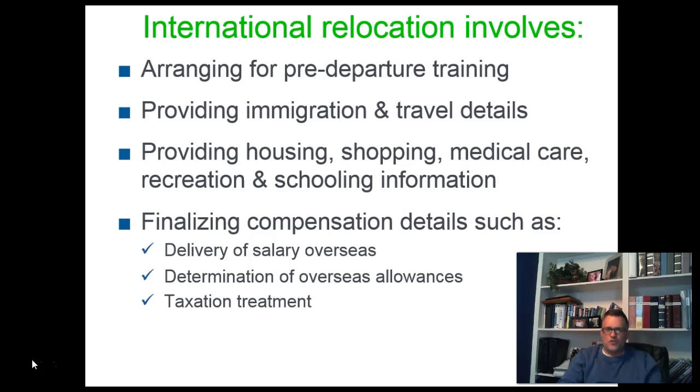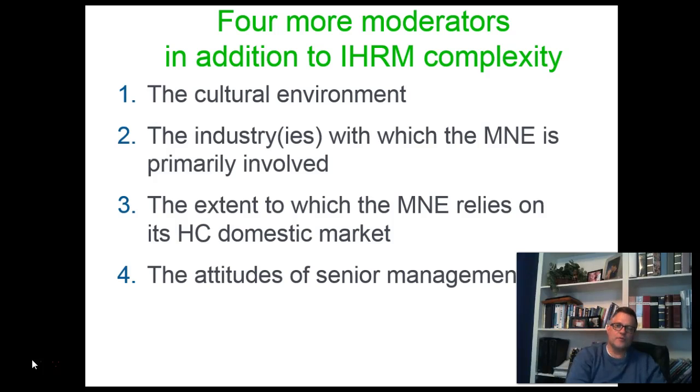And then taxation treatment. Sometimes foreign countries don't tax salary. Sometimes they do. It's very difficult and complicated. So those are some of the things. And then four more moderators in addition to these.